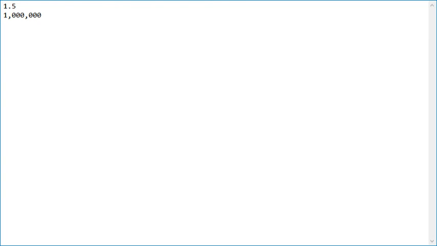So 1.5 in German is 1,5. And 1 million is written like that. The dots are digit separators, but they're not decimals. They're just there for readability. They're not required to be there. They're just there for readability's sake.